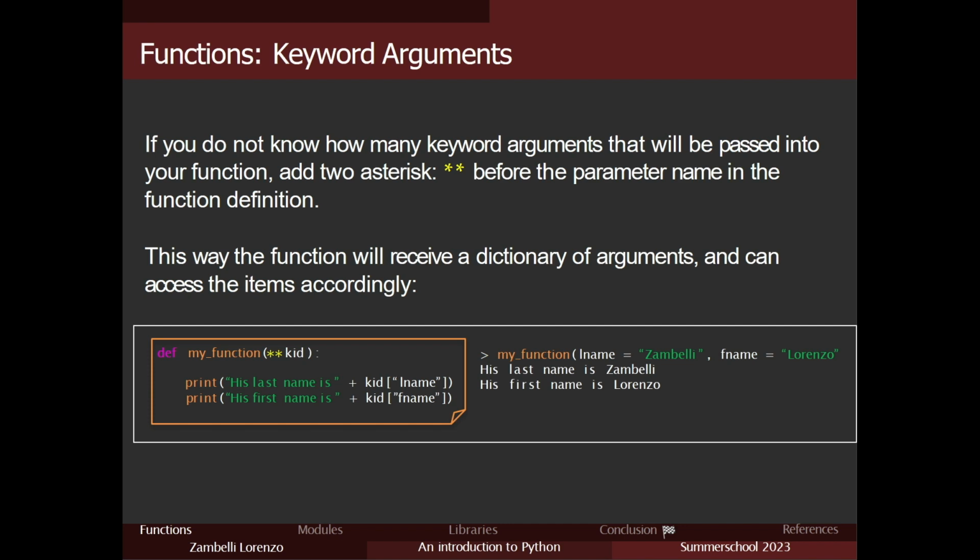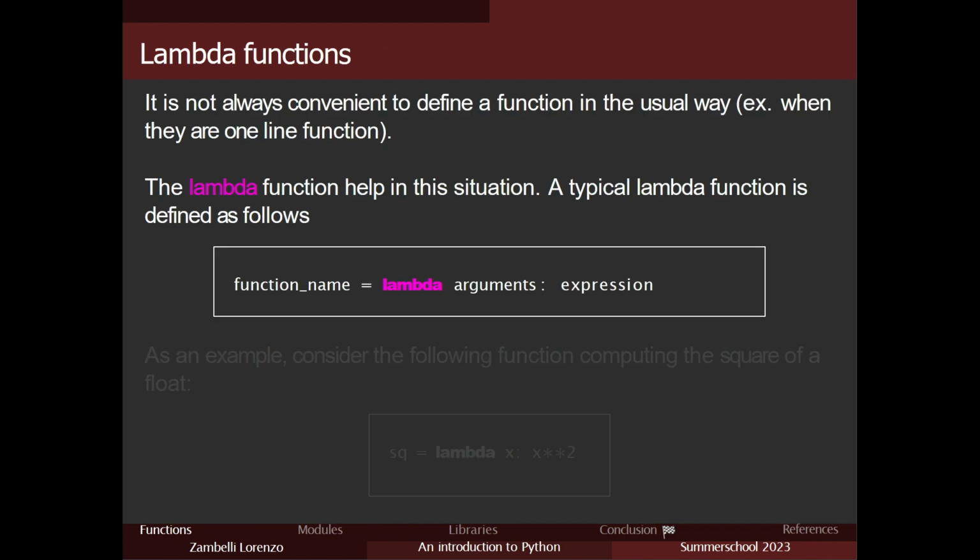Again, print the first name, so f name. Then we go to my function. We set last name Zambelli, first name Lorenzo. As you see, then we close everything. It is missing a parenthesis next to Lorenzo, I'm sorry, but anyway, his last name is Zambelli, his first name is Lorenzo. Perfect.